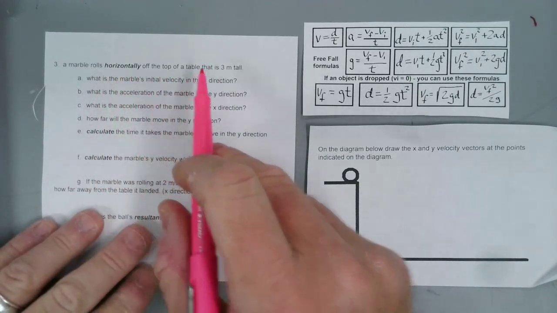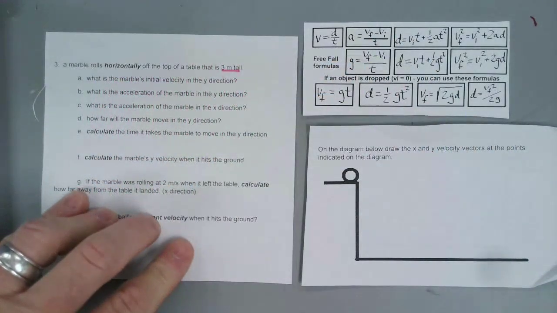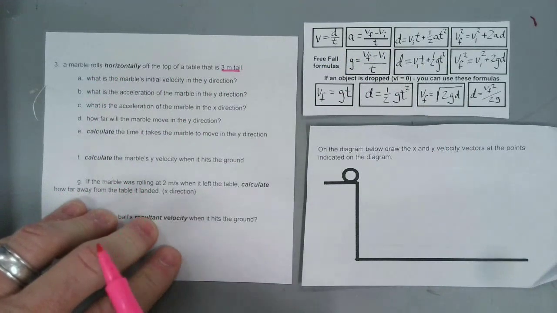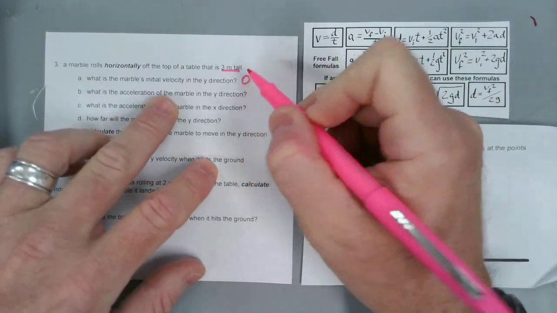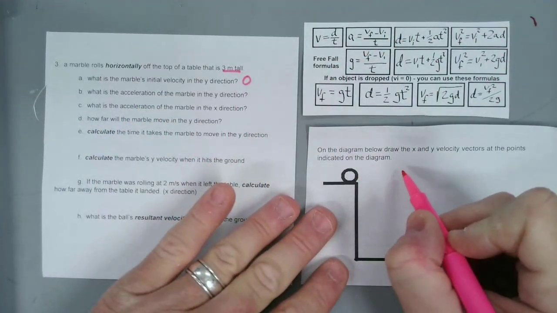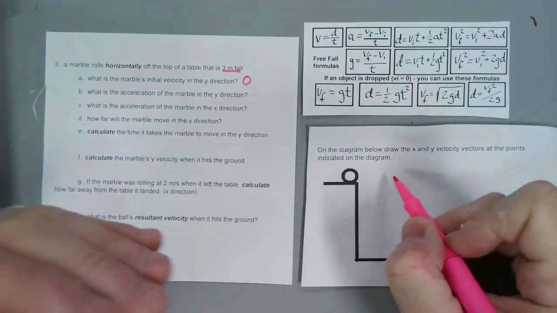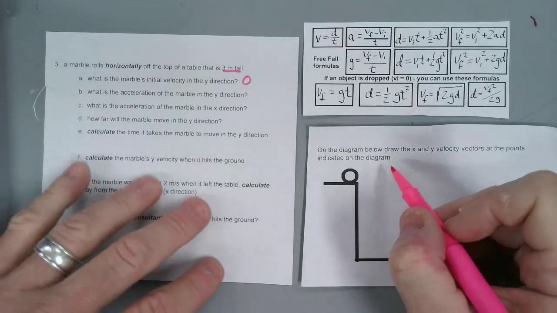Marble rolls horizontally on the table. Now it's a 3 meter tall table as opposed to a 1.5 meter tall table. Marble's initial velocity in the y is still 0 because it is just coming off horizontally. In other words, it's only moving in x. It's not moving up and down at all.